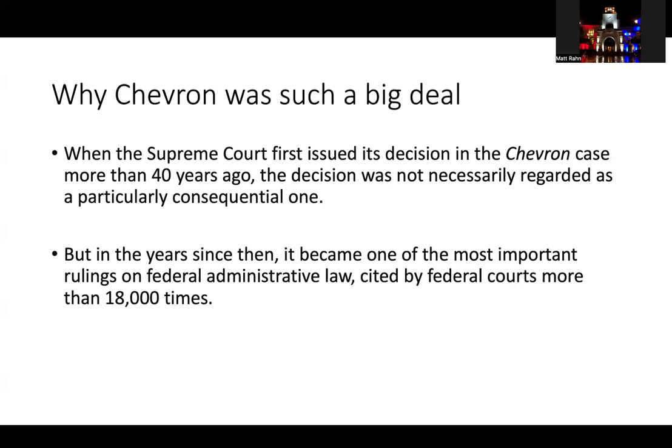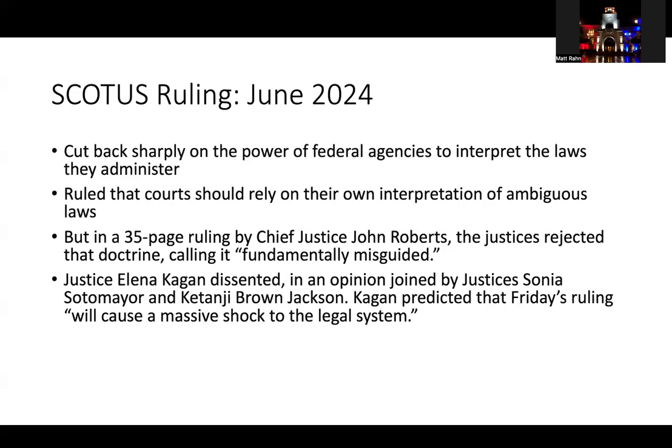When I was in law school, it was one of the things that was hammered into us in multiple classes, and it was such a fundamental part of how the courts, especially federal courts, operated in the United States. This is why it is such a big deal. So in June this year, the Court sharply cut back the decision, led by Chief Justice John Roberts, rejecting the doctrine wholly and calling it fundamentally misguided. It cuts back on the power of federal agencies to interpret the laws that they administer. They ruled that the courts should rely on their own interpretation of ambiguous laws. Kagan and others dissented, and they predicted that the ruling, on Friday, June 28th I believe, will cause a massive shock to the legal system.